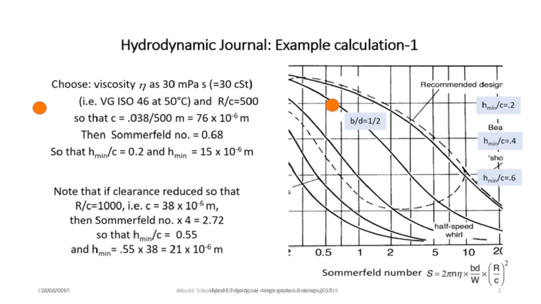Now suppose we were to reduce the clearance by a factor 2, so that it reduces to 38 microns. Then, since the Sommerfeld number depends on R upon C squared, the value of S increases by a factor of 4, and the operating point moves to here. Now H min upon C is equal to 0.55, and 0.55 times 38 is about 21 microns. So that by making our components such that there is a reduced clearance, the minimum film thickness has actually increased.